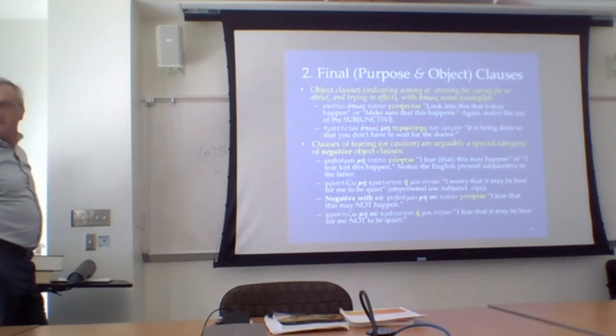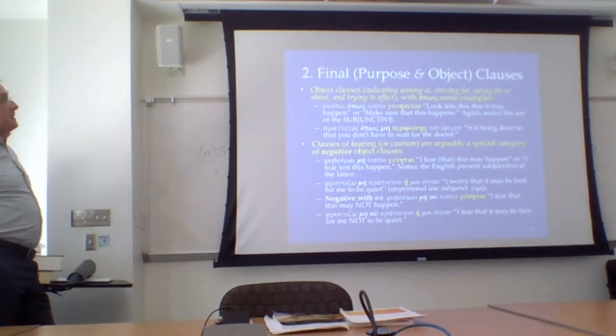Does that kind of make sense? The fearing clauses are a little odd. They always have the may in them because that expresses the thing that's feared. But if the thing that's feared is a non-existent thing, the thing that may not transpire, then you use ou to express that.